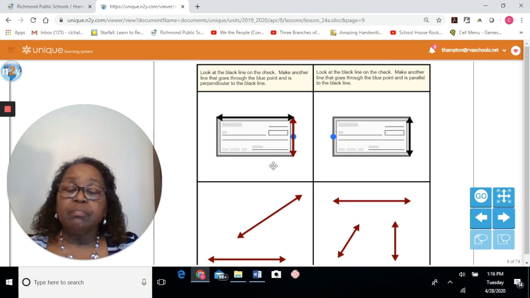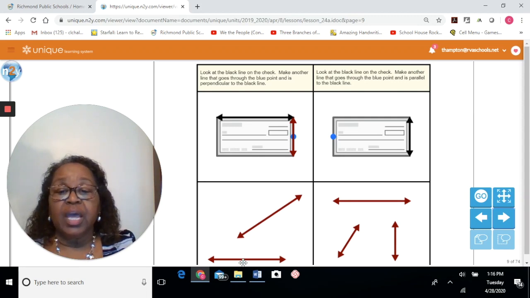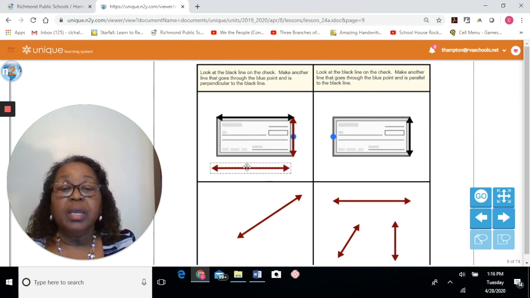So this would not have been correct. We could not have done that. Okay, because first of all, that wouldn't have been perpendicular. That would have been parallel. And the other point is that it did not go through that blue point. So we have to follow the instructions.